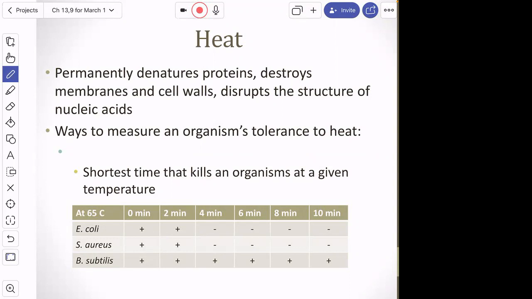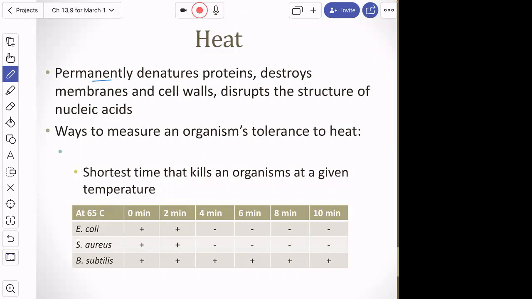It does everything, okay? Permanently denatures proteins, destroys membranes, cell walls, disrupts nucleic acids, everything. All right, and typically in a normal semester, we would do a lab in 213 on ways to measure an organism's tolerance to heat. So I thought I'd talk about that a little bit in lecture because we don't do it in lab right now.